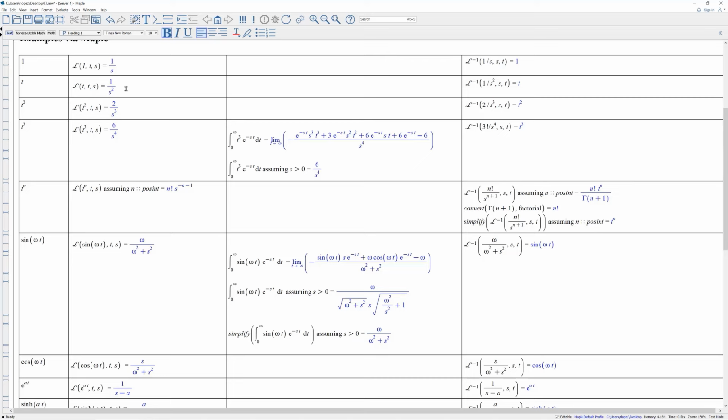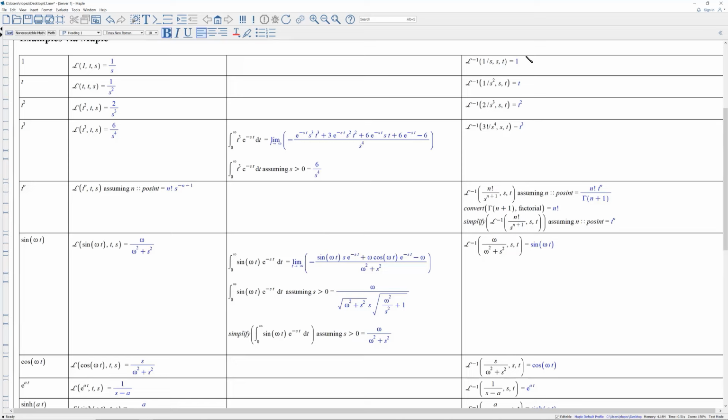t goes to 1 over s squared. t squared is 2 over s cubed. t cubed, 6 over s to the 4th. And you generalize and you realize t to the n becomes n factorial over s to the n plus 1.